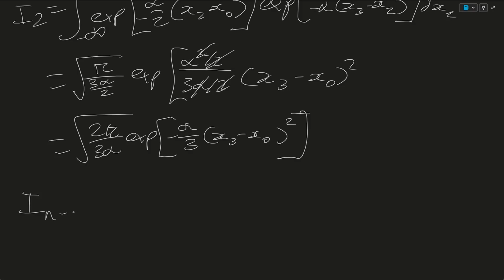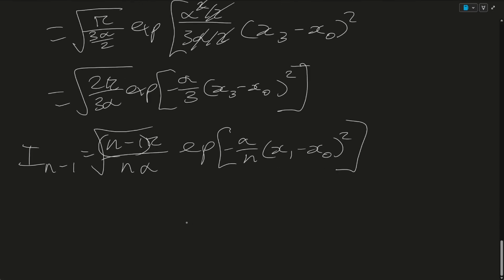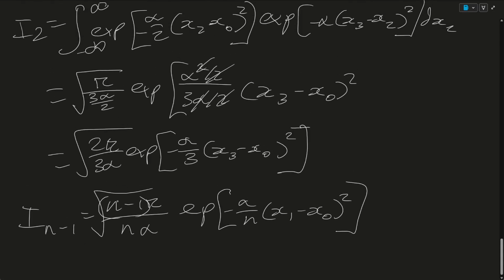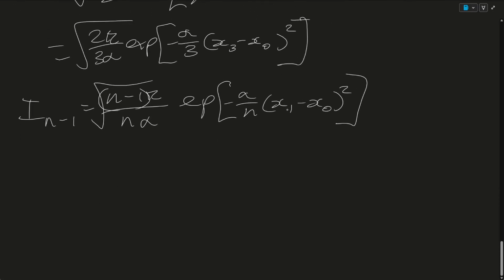Anyway, n minus 1 is root of n minus 1 pi over n alpha exponent of minus alpha over n minus x naught squared. You could write this in terms of I of n instead, but O n plus 1, n minus 1 is a bit easier. So in this case, n would be 3 for that one. Then clearly 3 minus 1 is 2, 3. Alpha over 3. Everything makes sense. That should be xn though. Yeah, just 3. Okay.